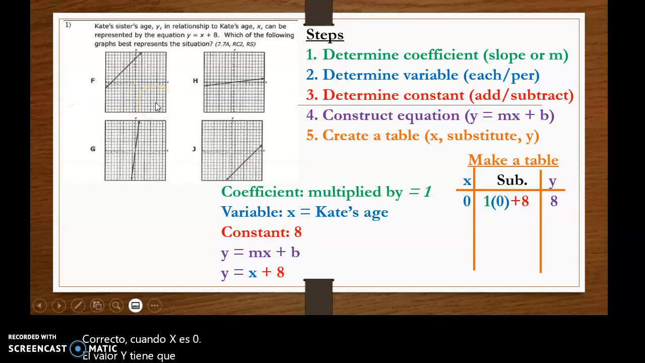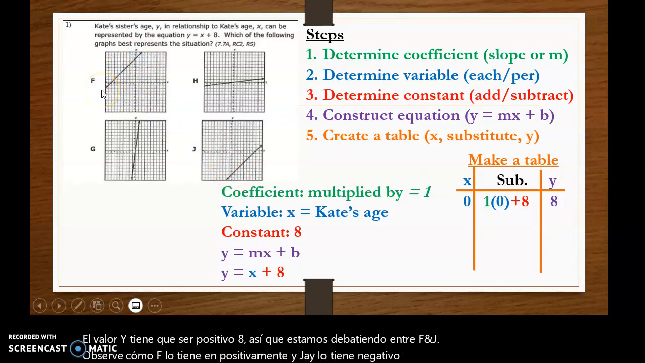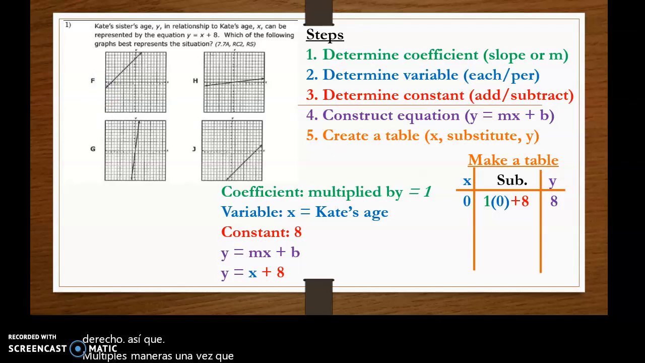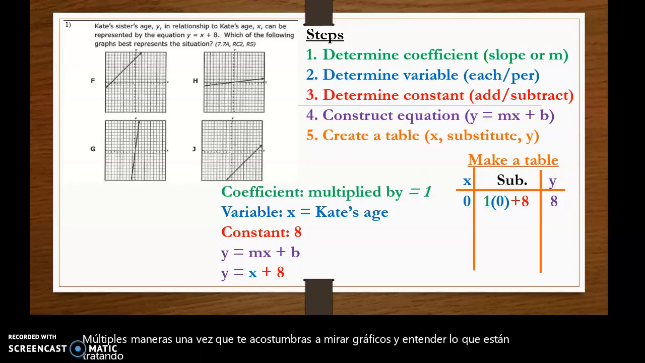So if we're debating between f and j, notice how f has it at positive 8 and j has it at negative 8. Obviously our answer is f, right? So multiple ways. Once you get used to looking at graphs and understanding what they're trying to say, honestly, this is a straightforward, take you about 5-10 seconds type of question.